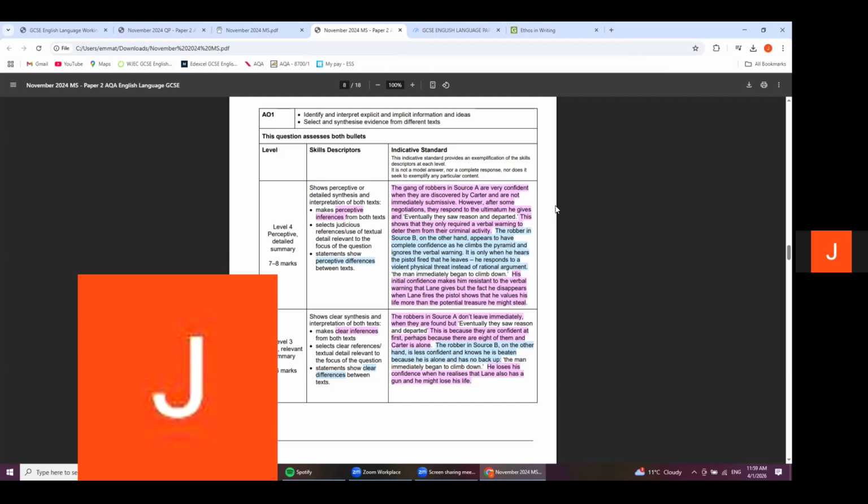Okay. His initial confidence makes him resistant to the verbal warning that Lane gives, but the fact he disappears when Lane fires the pistol shows that he values his life more than the potential treasure he might steal. So really there, it's interpretation.